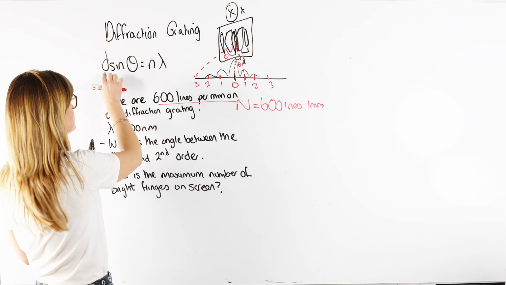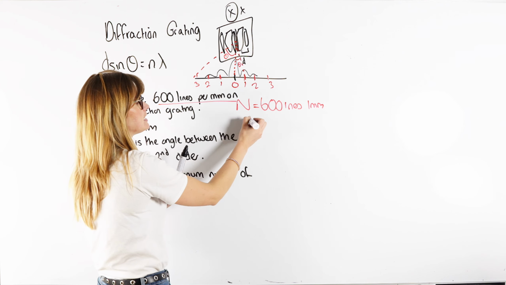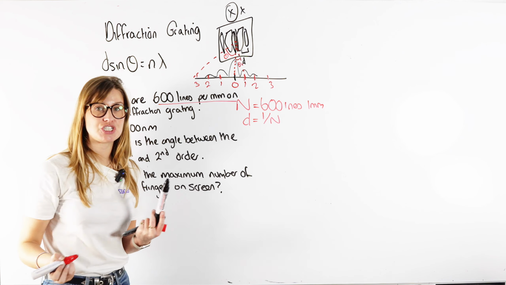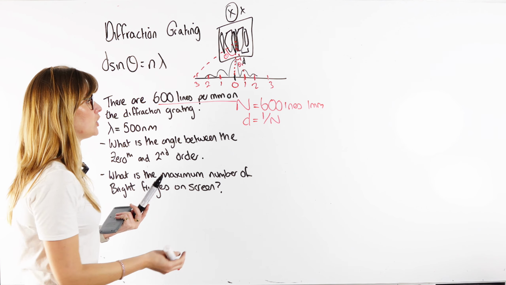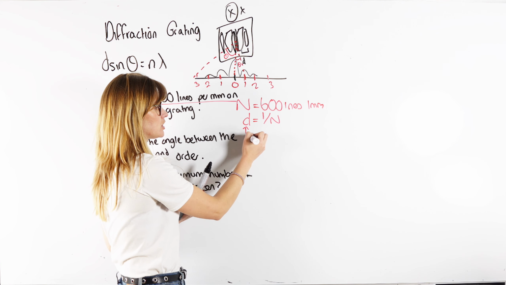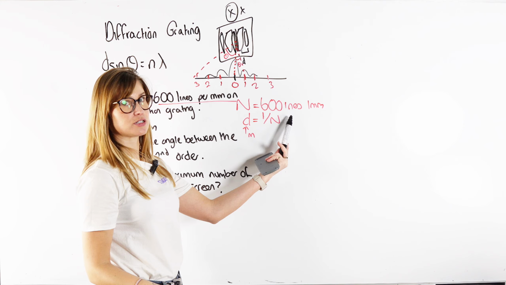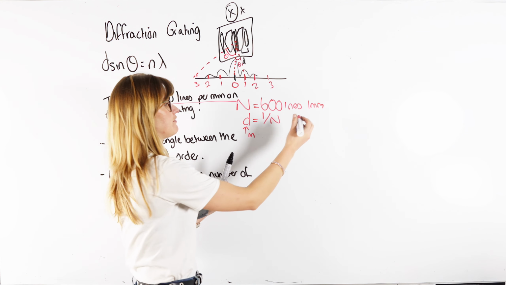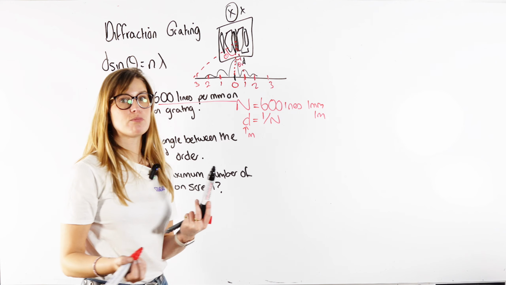Okay, but I want to know the distance between the slits. To calculate the distance between the slits, you need to know that you have to do 1 divided by n. That's not on your data sheet, it's something you need to know. Okay, we know that has to be in meters. So the first thing I would do is convert this into meters. If there's 600 tiny little lines inside 1 millimeter, if I have 1 meter, obviously there's going to be more.